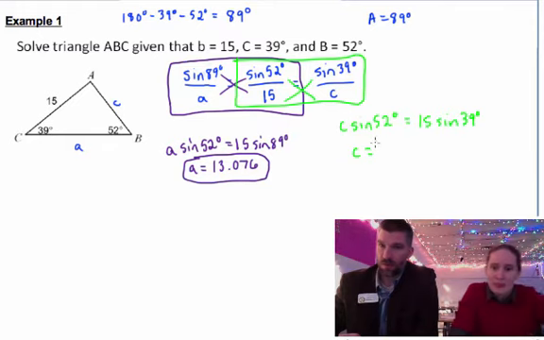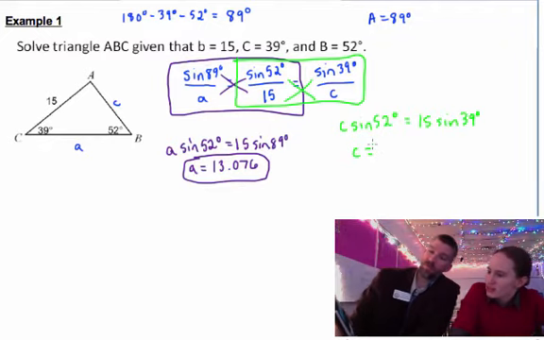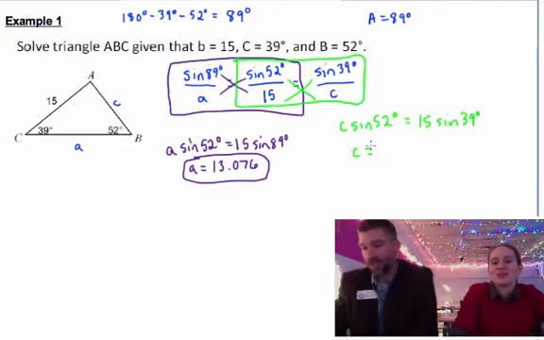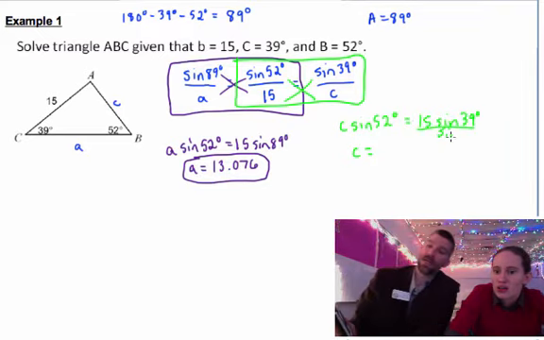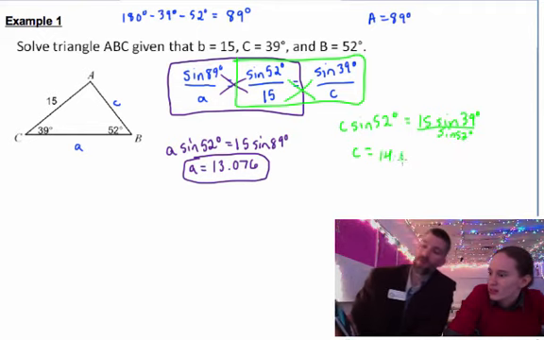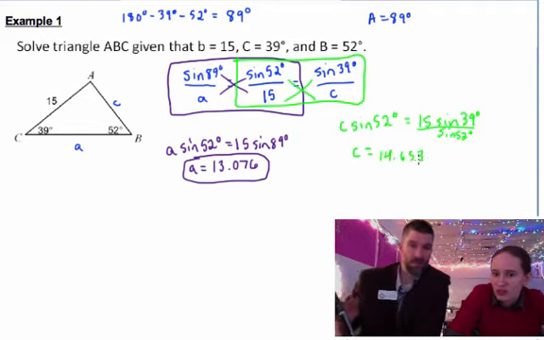Need to have positive numbers here. Is that sine 39? Yeah. 15 sine 39 divided by sine 52, because we divide by sine 52 on both sides. 14.652, or 14.653.